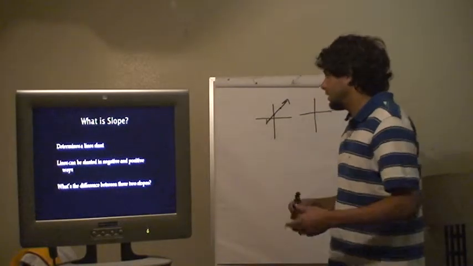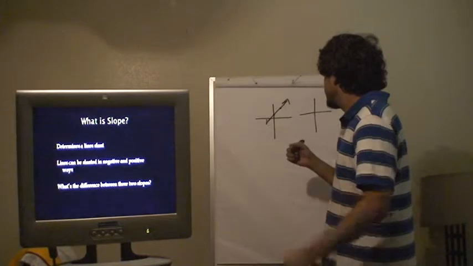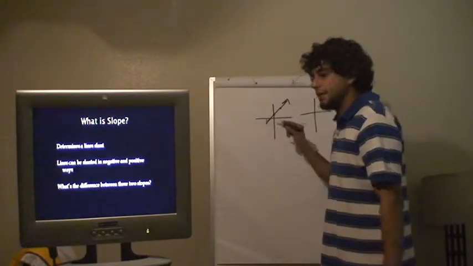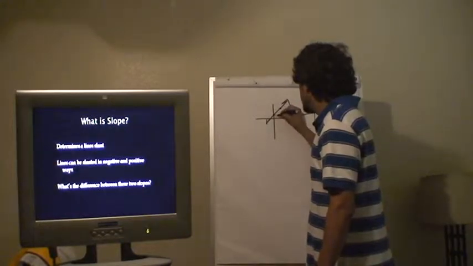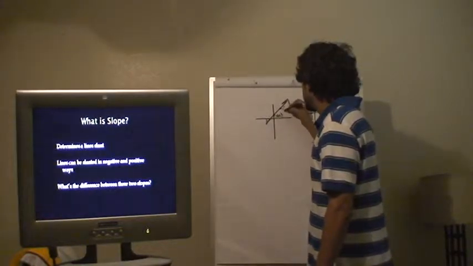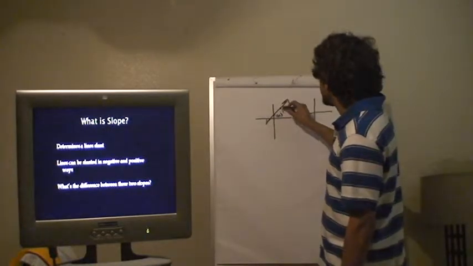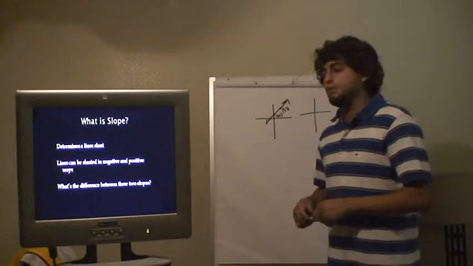Now we're going to talk about slope. What is slope? A slope determines a line slant, okay? So, let's say we have our example up here, okay? We have our ordered pair. Say this is 0, 1. And let's say this is 3, 3. The distance between here and here is going to be our slope, okay? And slopes can be either positive or negative.